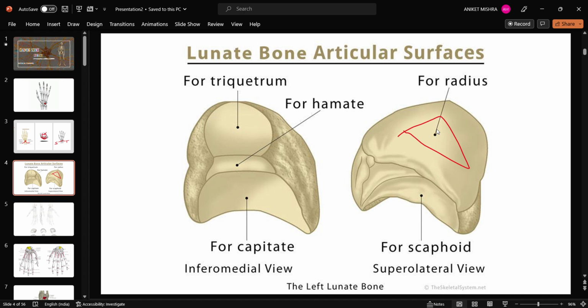When we look at the lateral surface, we will find that it is a semilunar facet with a crescent facet for articulation with the scaphoid bone. The medial surface possesses a smooth, quadrilateral, square shaped facet for articulation with the triquetral bone.